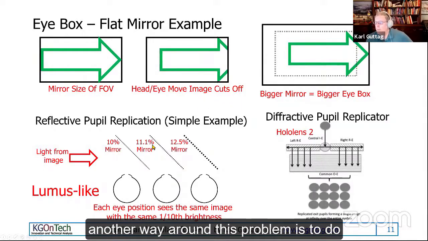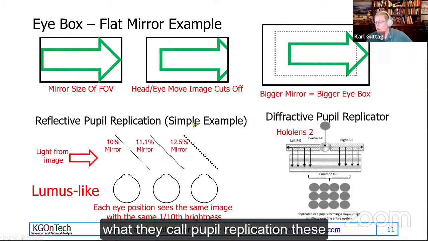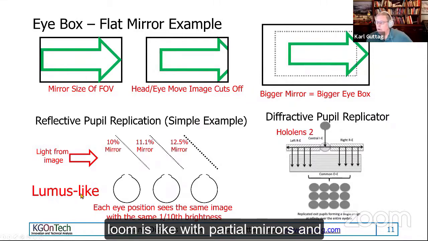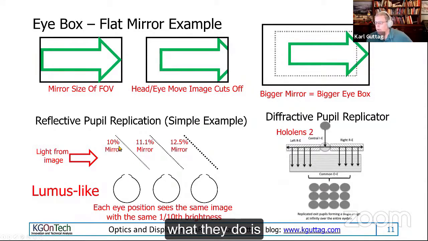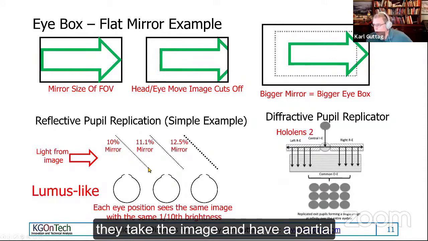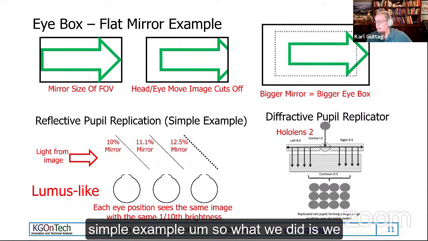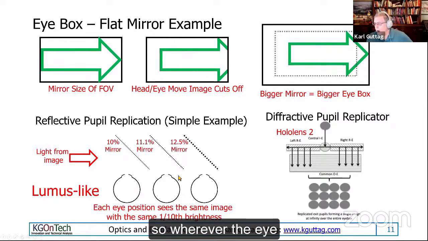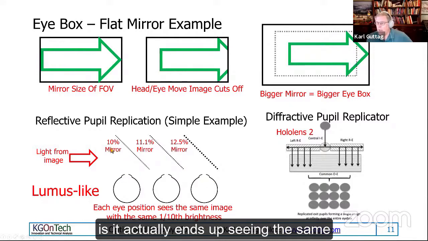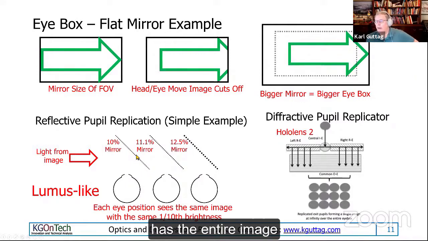Another way around this problem is to do what they call pupil replication. These are pupil replicating waveguides. Probably the easiest to understand is a Lumus light guide with partial mirrors. And what they do is they take the image and have a partial mirror. Each of these is like 10% nominally. Lumus actually uses less than that, but I did this for the simple example. So what we did is each mirror is a little more reflective. So wherever the eye is, it actually ends up seeing the same image. Note this, each of these mirrors has the entire image, not just a fraction of it.